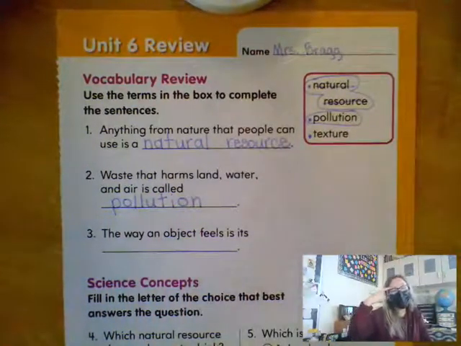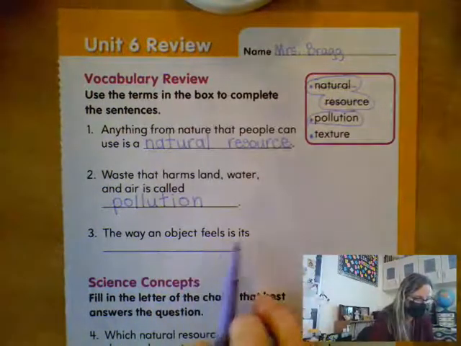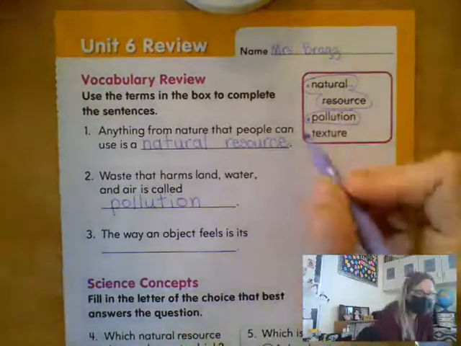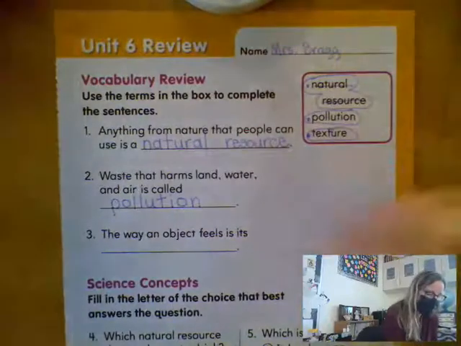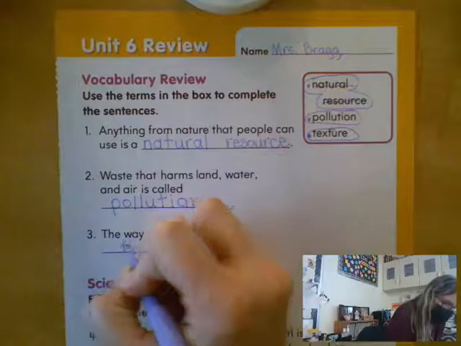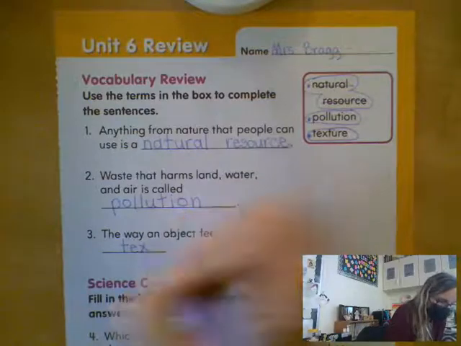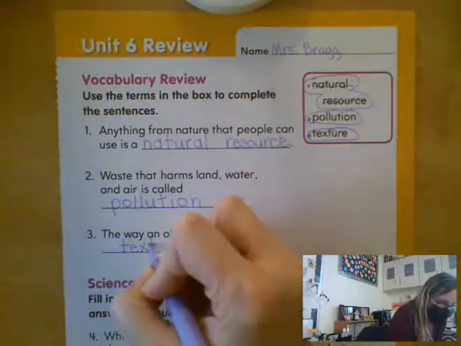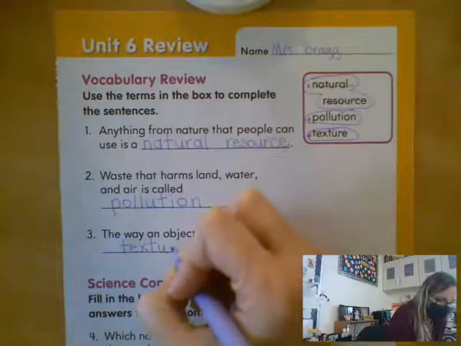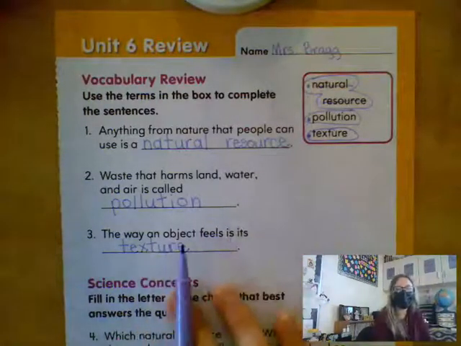And Isaac, would you read number 3 nice and loud? The way an object feels is its... And our last choice is? Texture. Good job. So on the line for number 3, you're going to write T-E-X-T-U-R-E. Texture. The way an object feels is its texture.